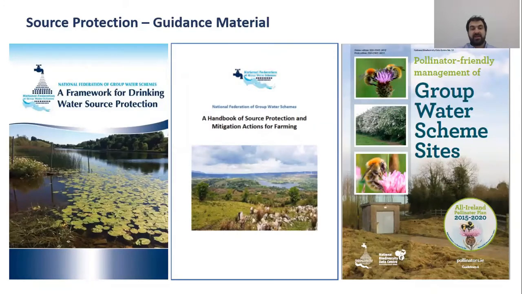However, before we try and implement source protection actions, we need to know where the critical source areas are in the catchment. And just to define critical source areas, it's those areas that deliver a disproportionately larger quantity of pollutants or contaminants to the source once compared with other areas of the catchment. Now, in order to identify those critical source areas, in 2019 the Federation, again with the help of many other stakeholders, developed a framework for drinking water source protection. And that sets out a step-by-step process in how to try and identify those critical areas.